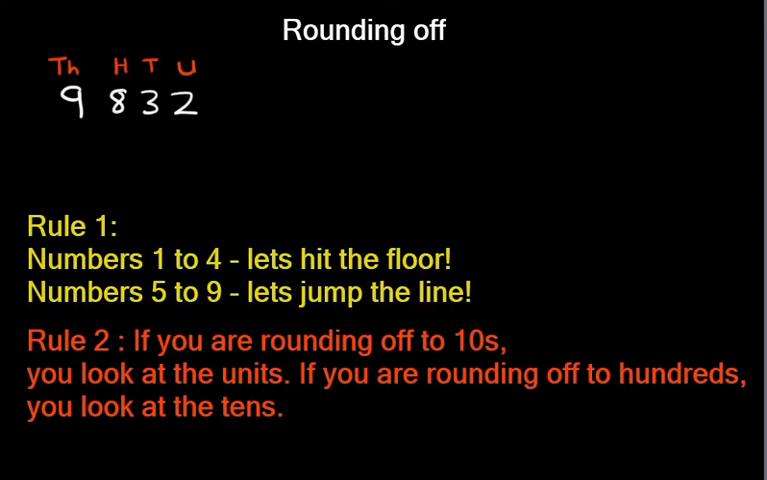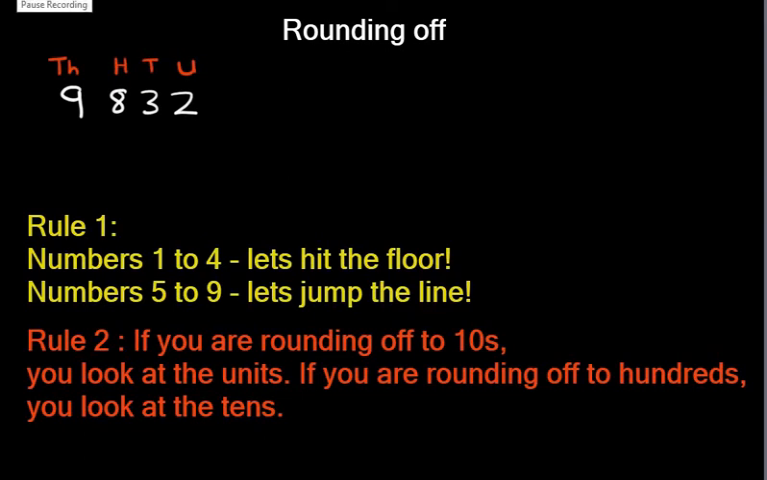Now I'd like you to look at rule 2 for me. If you are rounding off to tens, you look at the units. But if you are rounding off to hundreds, you look at the tens. So what would I look at if I asked you to round this off to the nearest 10? You would look at the 2.